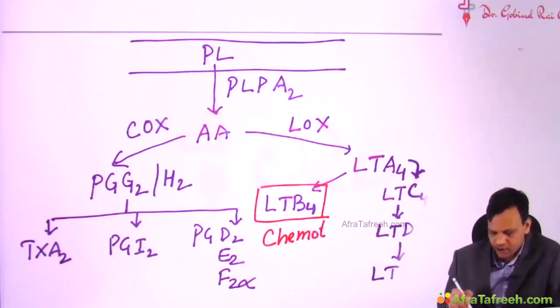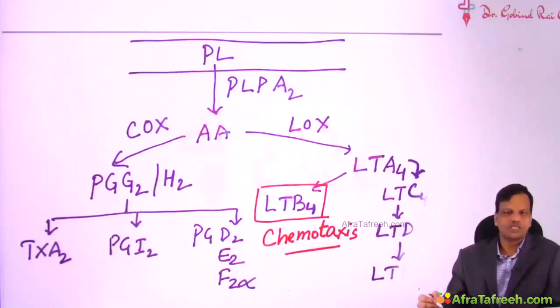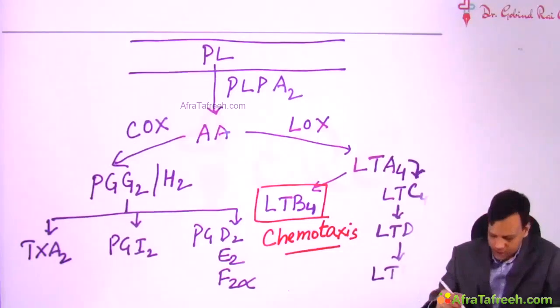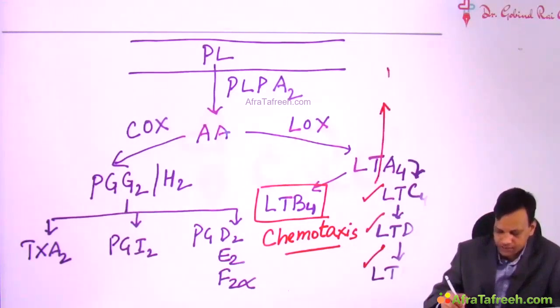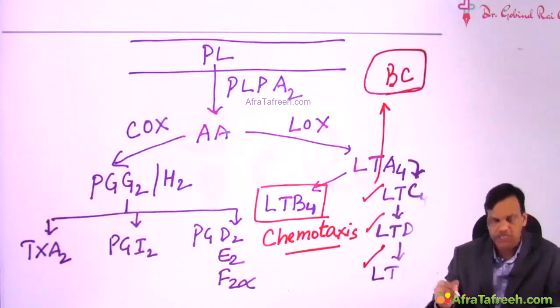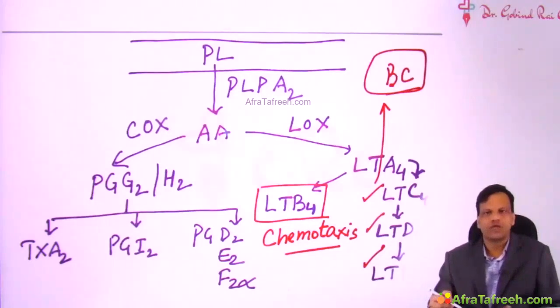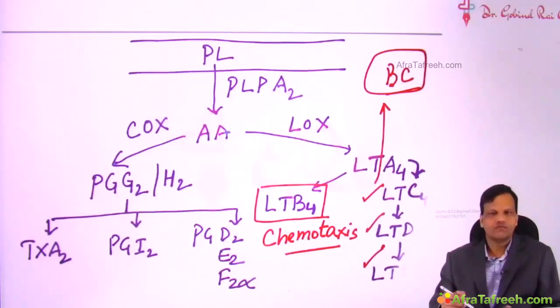Now coming to the action of these, leukotriene B4's major function is chemotaxis. So it is involved in causing inflammation. On the other hand, leukotrienes C4, D4 and E4 are powerful bronchoconstrictors and major mediators in human bronchial asthma. C4, D4 and E4 are involved in bronchial asthma. B4 is involved in inflammation.